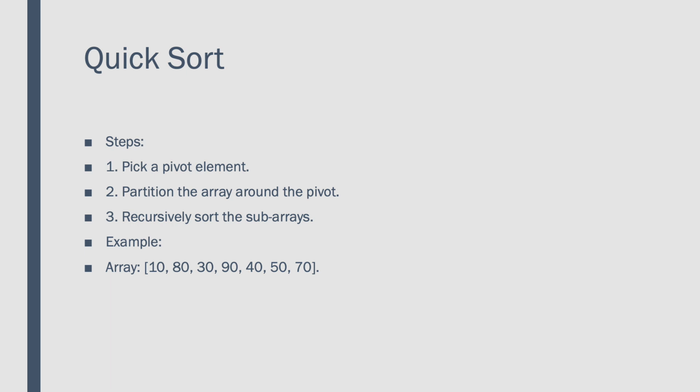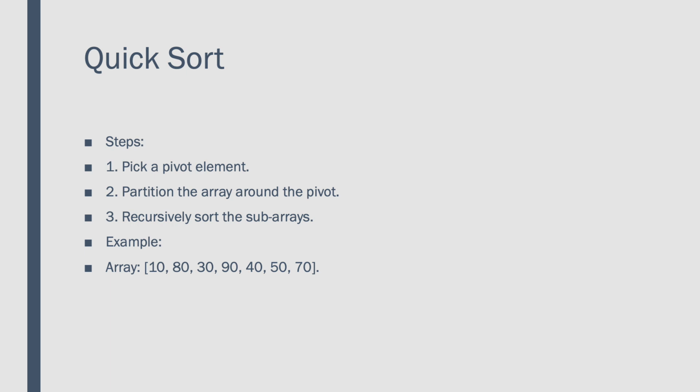Okay, so now we'll see quicksort, which is also an efficient and widely used sorting algorithm. Unlike merge sort, which always divides the array into equal halves, quicksort works by selecting a pivot and then partitioning the array based on that pivot. So first of all, pick a pivot element. The pivot can be any element in the array. Common choices include the first element, last element, median, or a random element, anything.